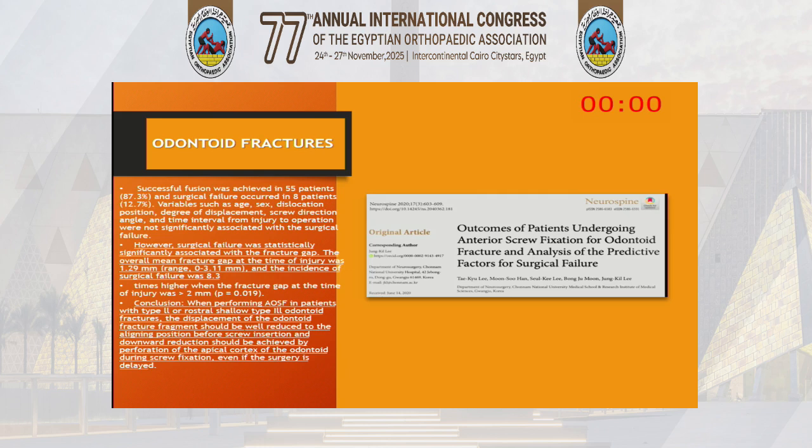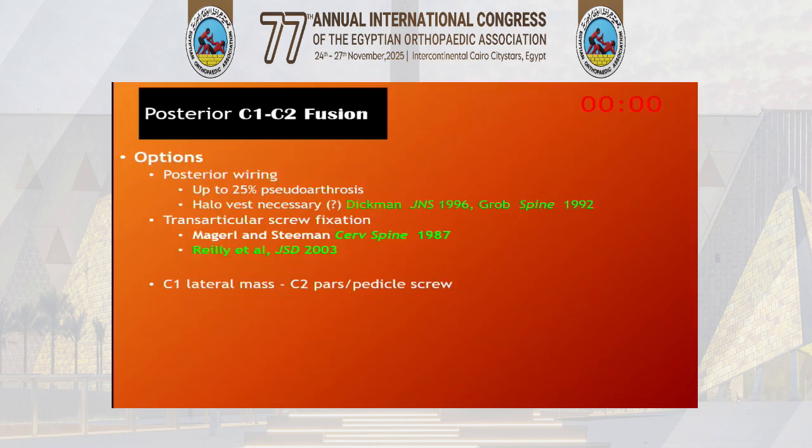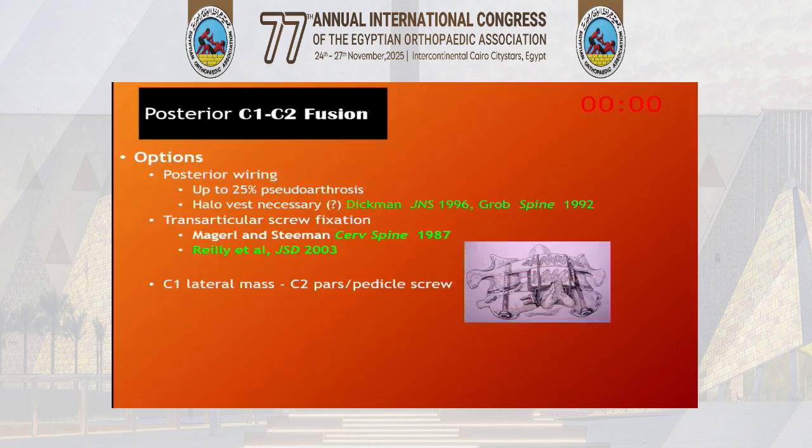When performing anterior odontoid screw in patients with type 2 or rostral shallow type 3 odontoid fractures, the displacement of the odontoid fracture fragment should be well reduced to the aligned position before screw insertion, and downward reduction should be achieved by perforation of the apical cortex of the odontoid during screw fixation, even if the surgery is delayed. Or the posterior C1-2 fusion.